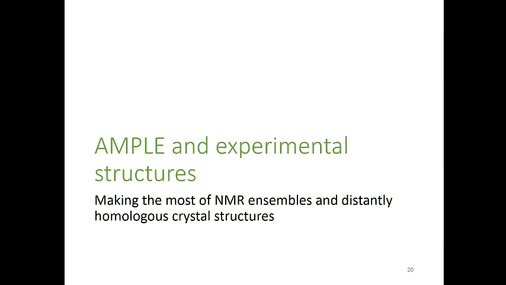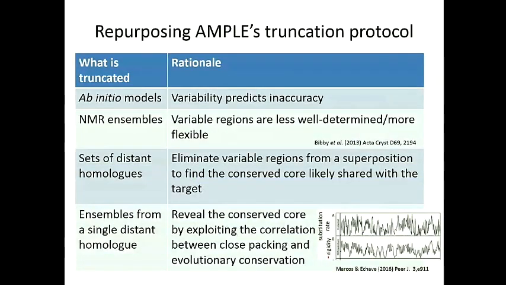Next little section is about ideas we had of adapting some of these ideas to work with experimental structures. This is really about repurposing that whole truncation. What you've seen so far is that with ab initio models, those variable parts are less reliable. We can truncate those off and leave ourselves a nice, more reliably modeled core. We can apply the same kind of truncation procedure to different sets of structures. It turns out it works very well with NMR ensembles. I won't show you that.